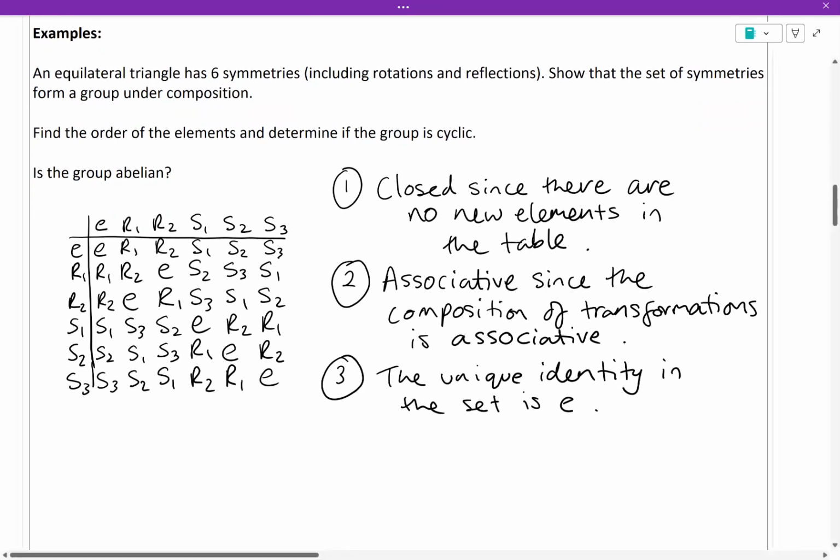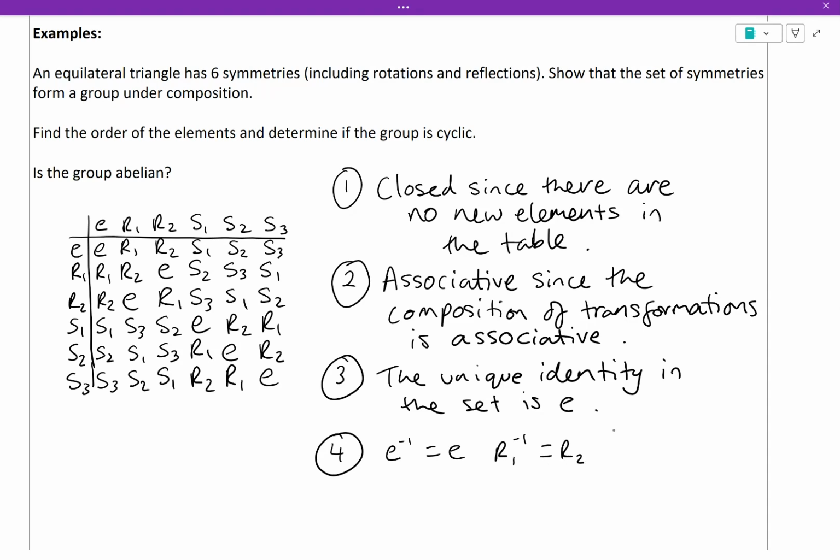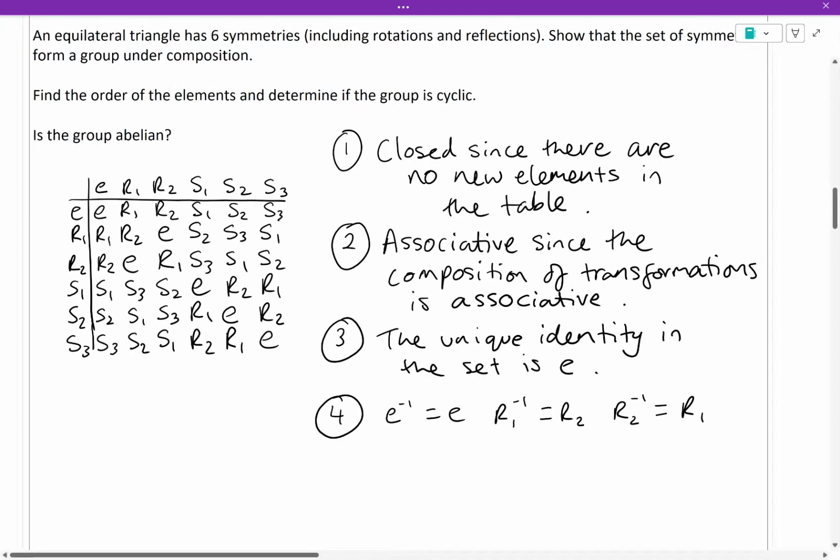And finally, number four is our inverses. So we're going to have to write out all the inverses of the elements. So the inverse of E is E. The inverse of R1 is going to be R2. And if we just look, the inverse of R2 is going to be R1. And remember, inverses come in pairs. So if one is the inverse of the other, then the other is the inverse of the one. Okay, so I can fill that out a bit quicker.